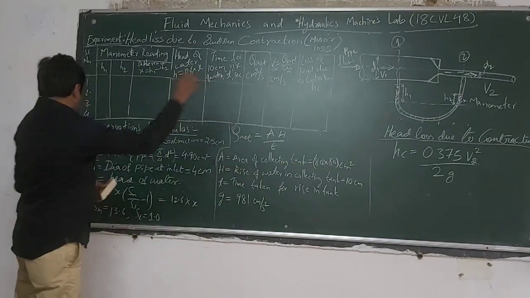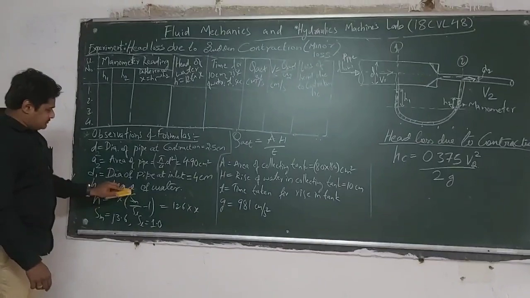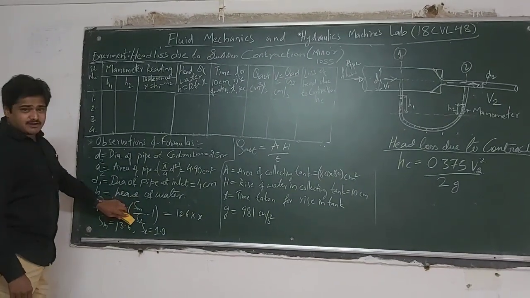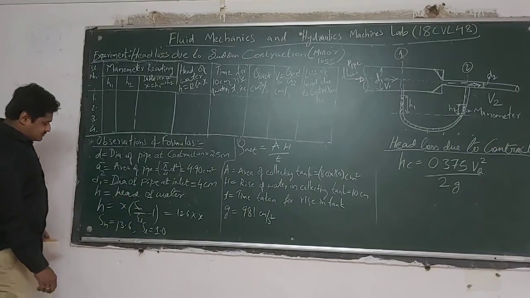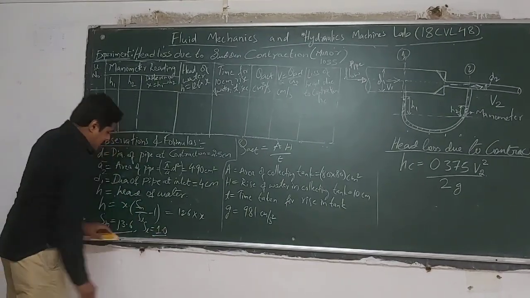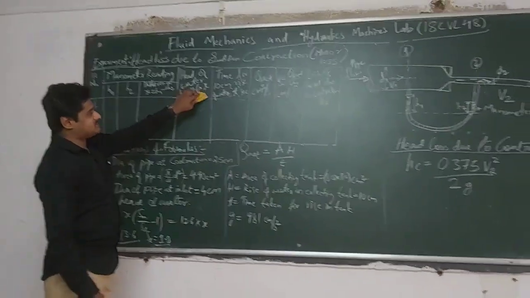We have a standard formula for H, that is H equals X into (Sm by Sl minus 1). This is the specific gravity of mercury and this is the specific gravity of liquid, water, and we have standard values for that. For Sm we have 13.6 and for liquid we have 1. After substituting the values, we get H equals 12.6 into X.